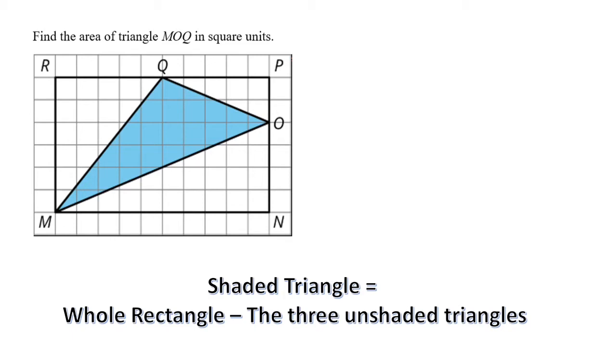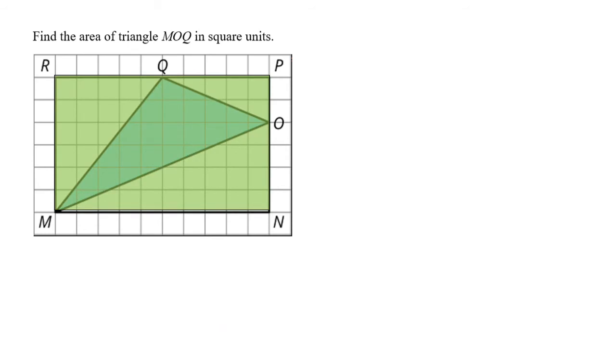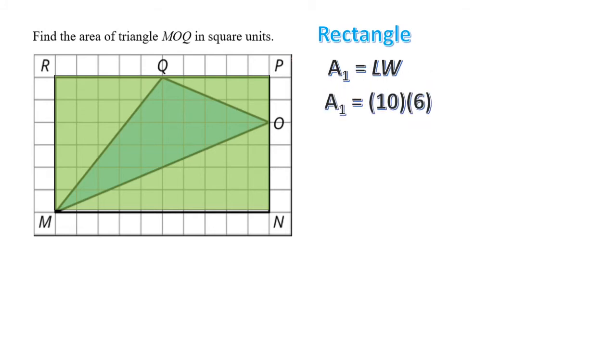So let's break it down. We'll first find the area of the rectangle. The formula, of course, is length times width. And then the long side of that, if you count how many boxes long it is, it's 10. And then it's 6 down from the top. So that would be 10 times 6. So the area of the full rectangle is 60 square units. So now I have to figure out the area of the triangles so that I could subtract them from 60 to figure out what's left over, and that would be the triangle I'm looking for.